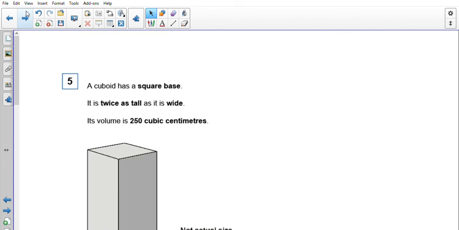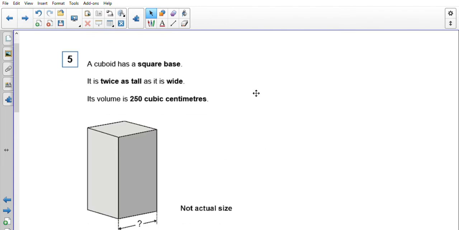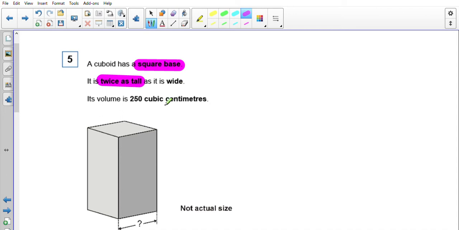Okie doke. Question number 5. A cuboid has a square base. That is important. You know it's important. It's written in bold. It is twice as tall as it is wide. The volume is 250 centimeters cubed.